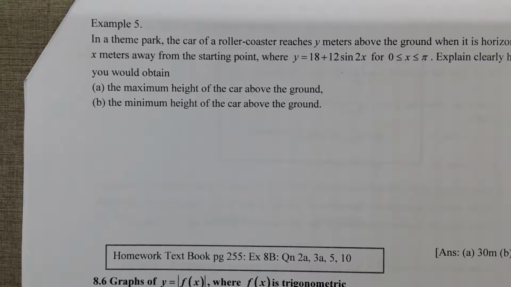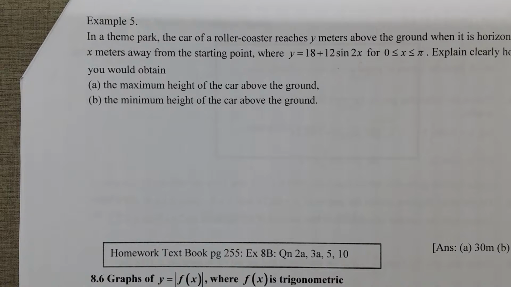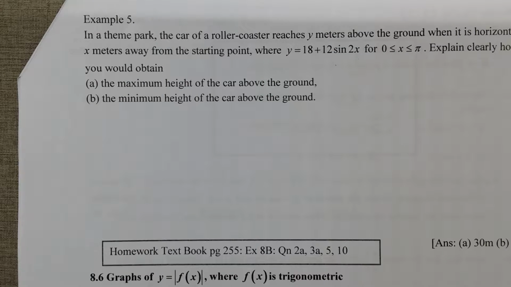In a theme park, the car of a roller coaster reaches y meters above the ground when it is horizontally x meters away from the starting point, where y equals 18 plus 12 sine 2x for x between 0 to pi. Explain clearly how you obtain the maximum height and minimum height.